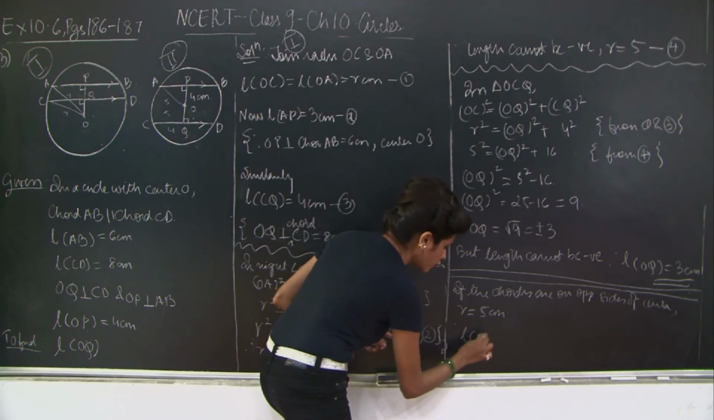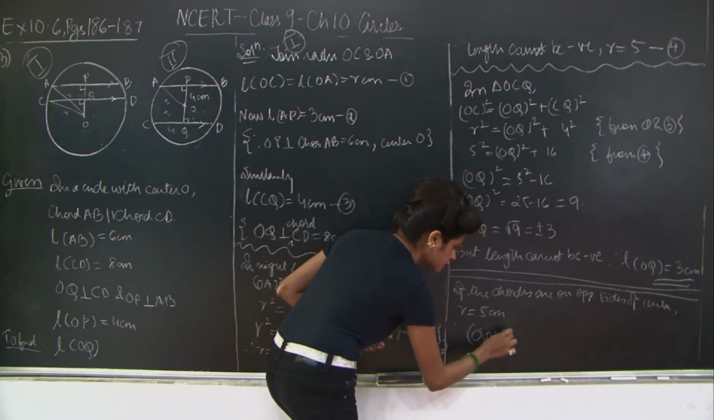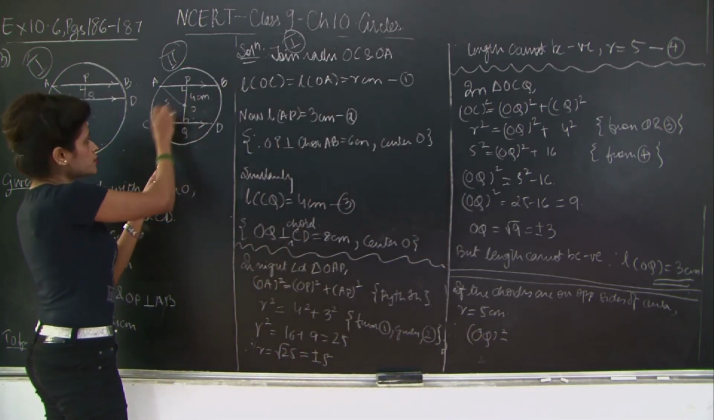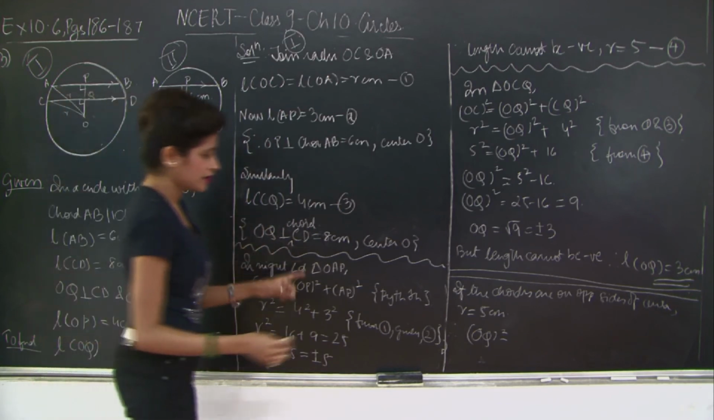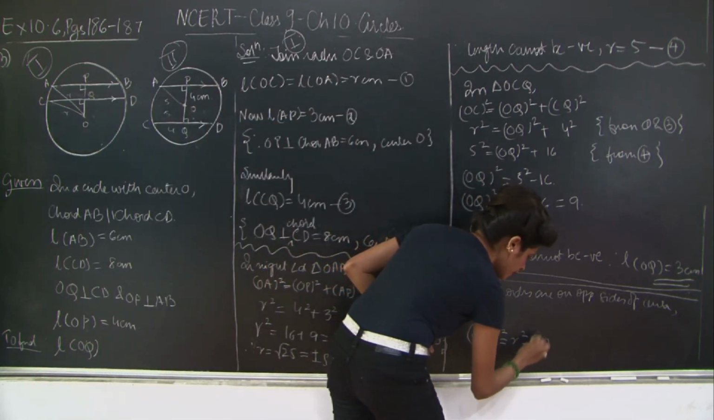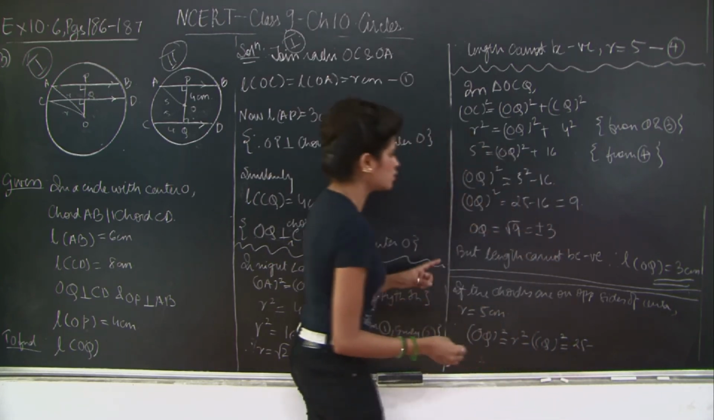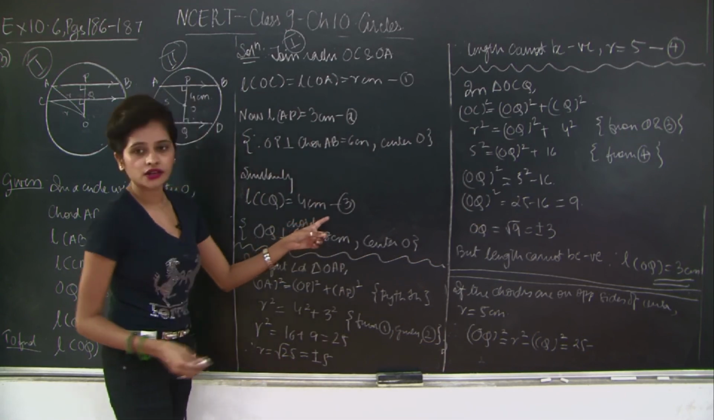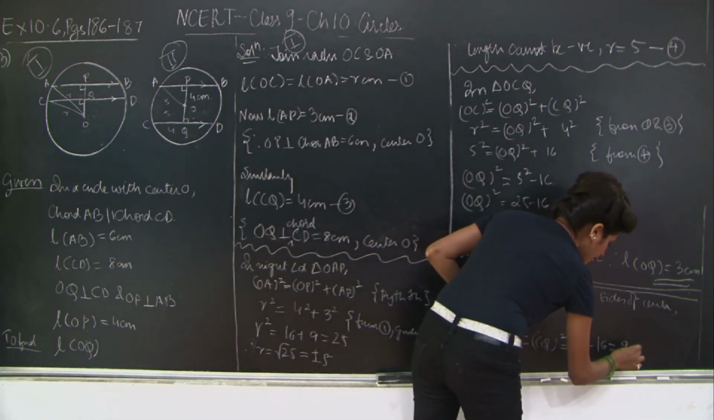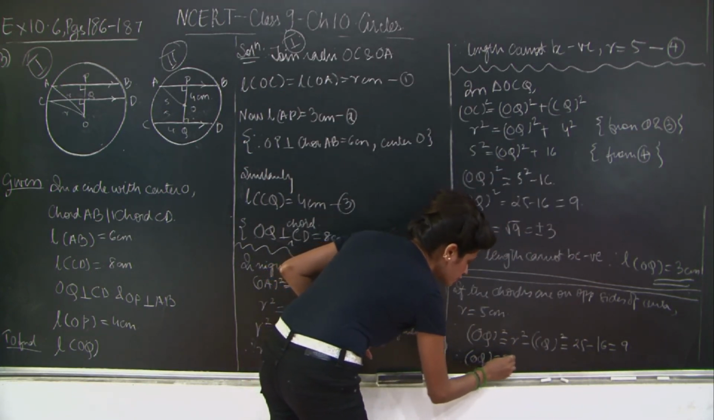Therefore, length of OQ square is going to be, see, OQ square is going to be OC square minus CQ square, which is going to be R square minus CQ square, which is 25 minus CQ. CQ is what? CQ is 4 centimeters, which is 16, which is equal to 9. Therefore, OQ is equal to 3 centimeters.